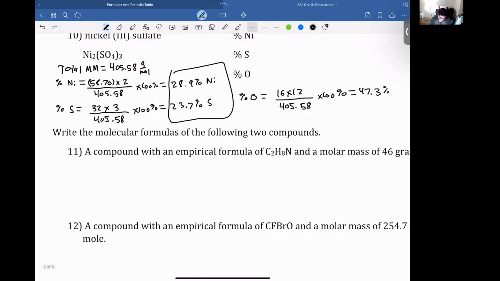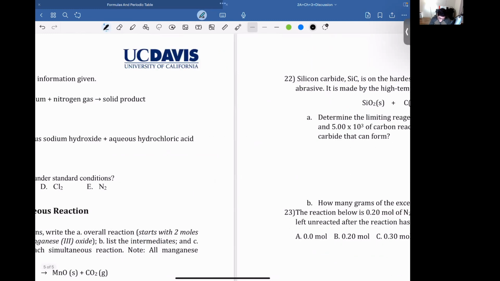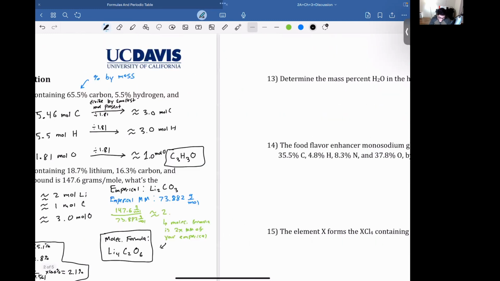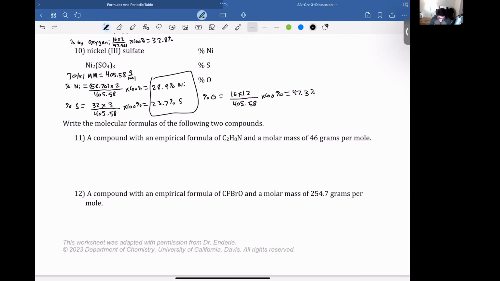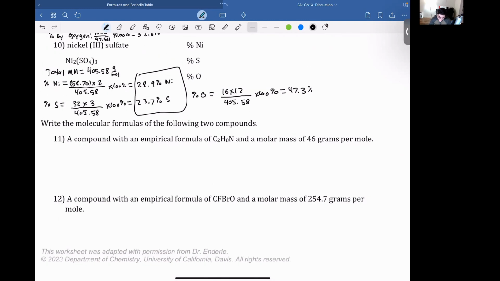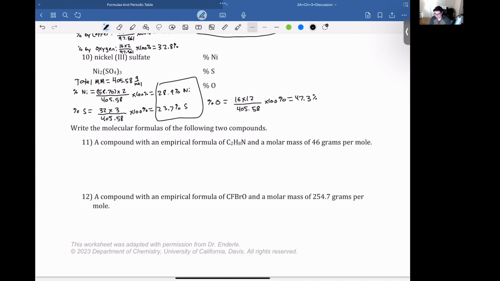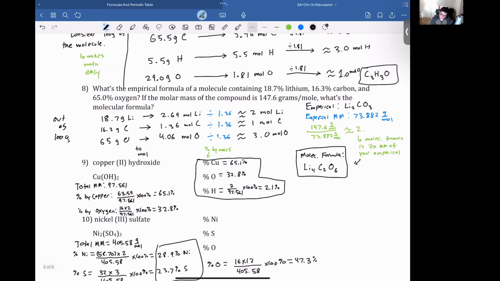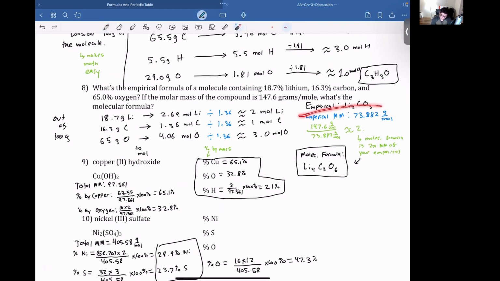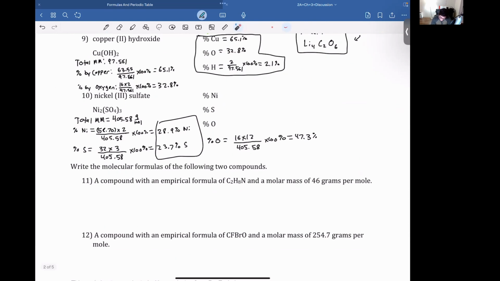All right, moving on. A compound with an empirical formula of C2H8N and a molar mass of 46 grams per mole. It says write the molecular formula. Oh, so we're just doing what we did for the last part up here, where you have the empirical formula molar mass, you have the molecular formula molar mass, and then you just divide and then multiply.